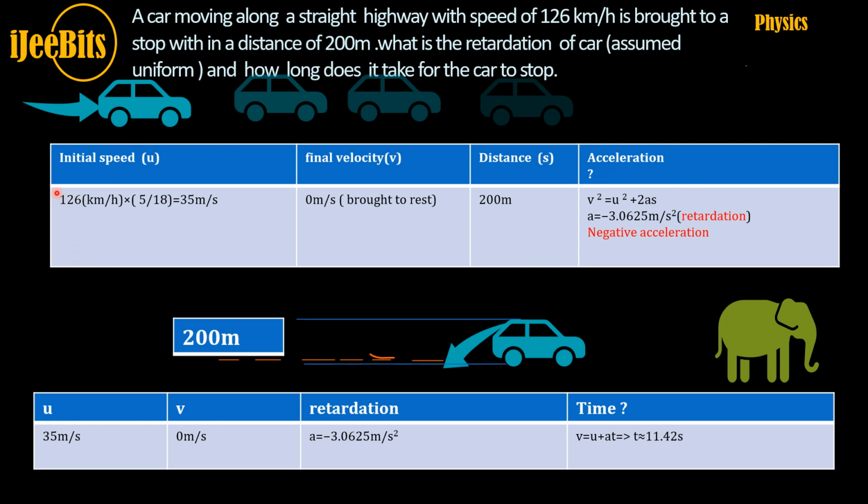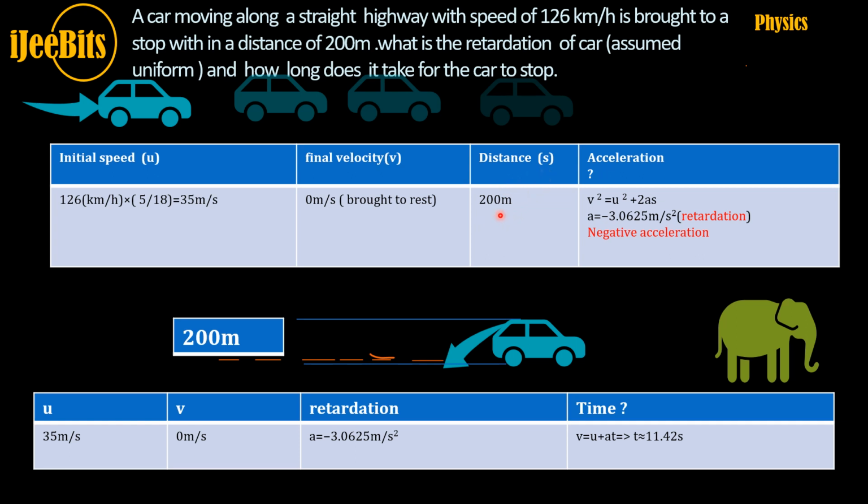Here is the data. We have the initial speed, which is 126 km per hour. We now convert that into meters per second by multiplying by 1000 over 3600, which simplifies to 5 by 18. We multiply 126 with 5 by 18 and we get 35 meters per second. Since the car is brought to rest, the final velocity is 0.